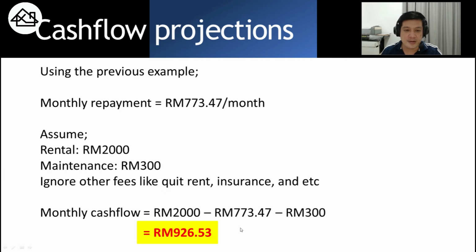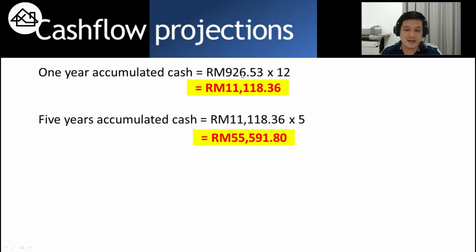So in 1 year, 926 times 12, this is how much you have, about 11,000. How about 5 years? In 5 years you have about 56,000. These assume you didn't compound. It's just the cash in hand, that's how much you will get at the end of 5 years.